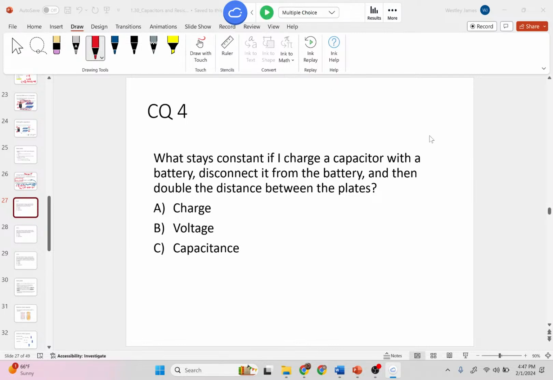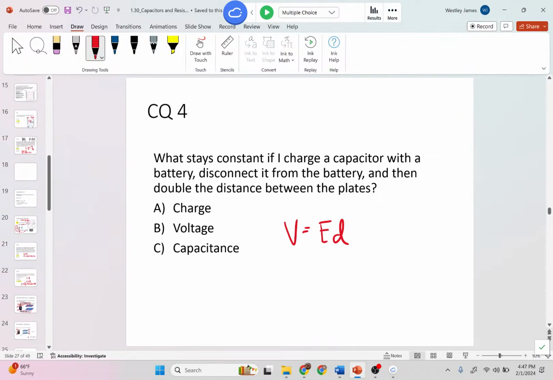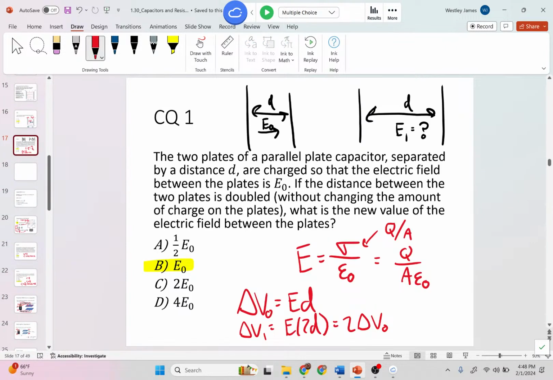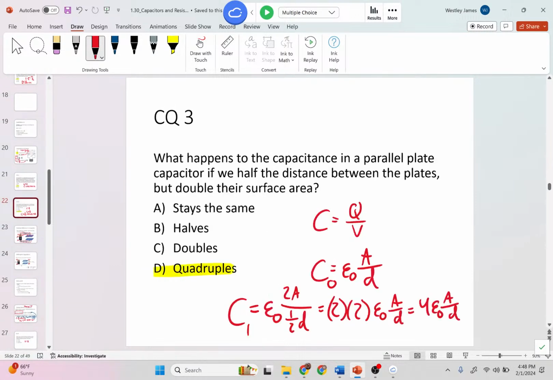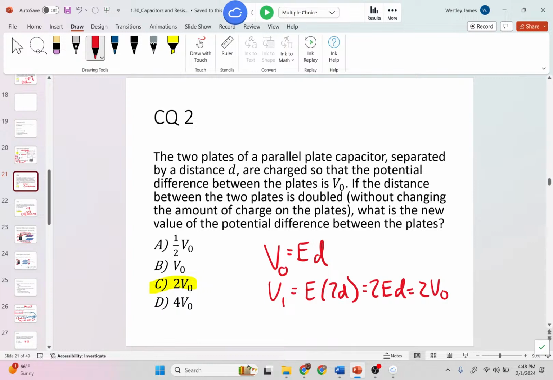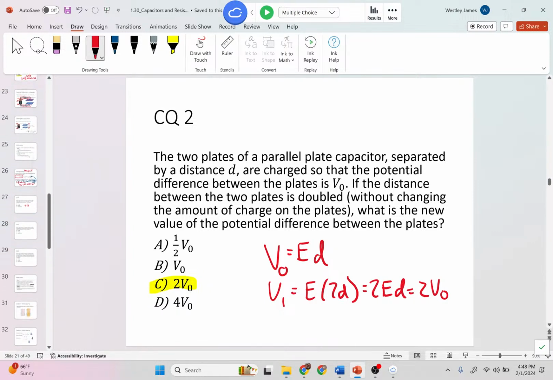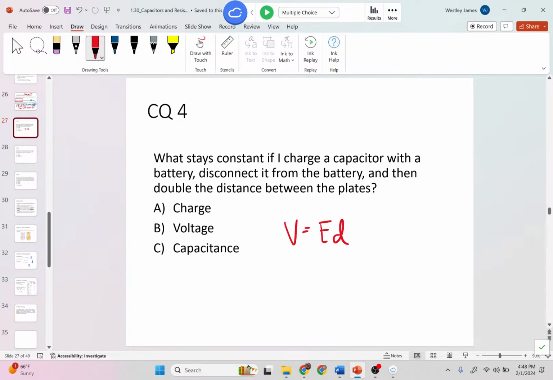Okay, so the key to this one, we've already talked about this. Voltage in a capacitor, this is kind of a throwback to something we did. V equals ED. Again, this problem is the same as, is it this one? Nope, that's the electric field. That one, nope, not that one. There it is. Again, it's this problem, just made to look different. This capacitor was charged, but the result is the same. The voltage in a capacitor equals E times D.